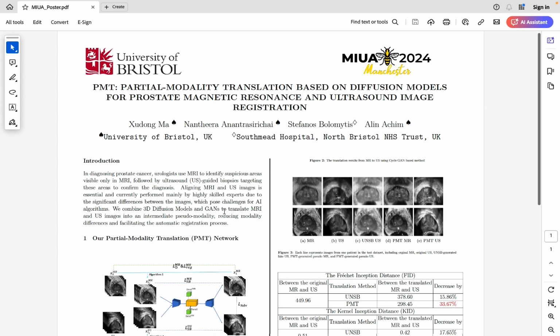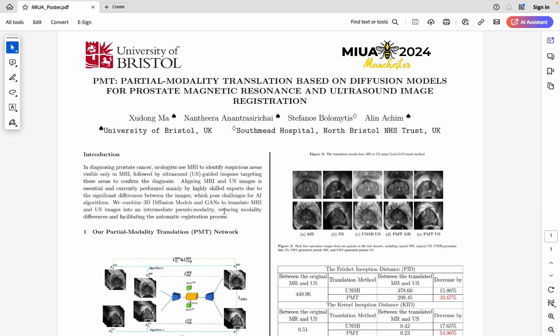So aligning MR and ultrasound images is essential and currently performed mainly by high-skilled experts due to the significant difference between the modalities, which also pose challenges for AI algorithms. So in this paper, we combine 3D diffusion models and GANs to translate both MR and ultrasound images to an intermediate pseudo modality, reducing the modality difference between these images and making the automatic registration process easier.